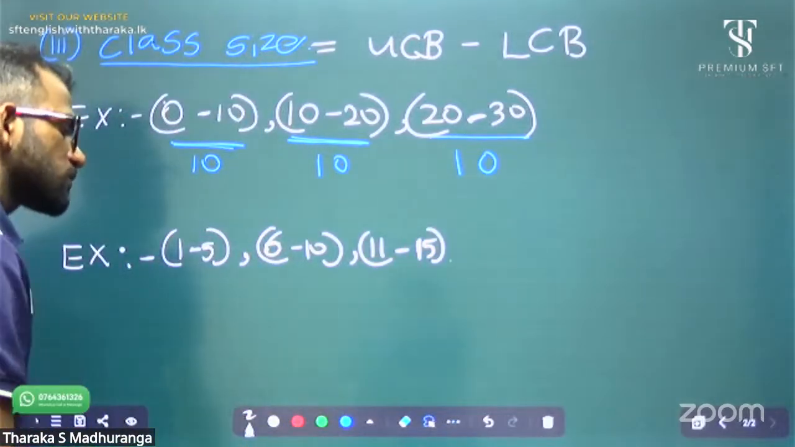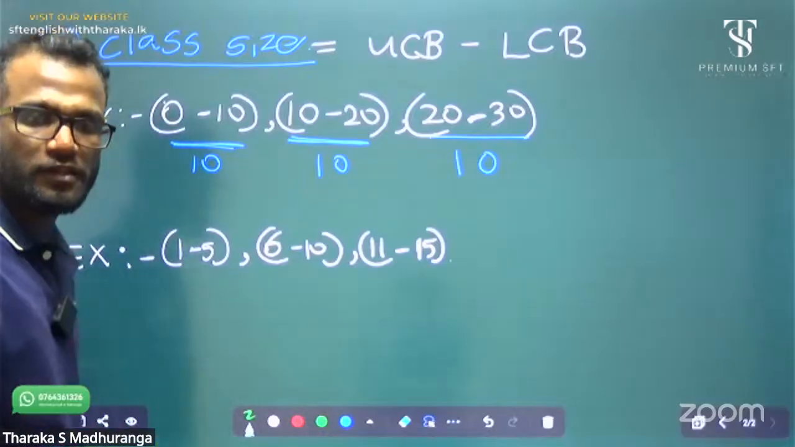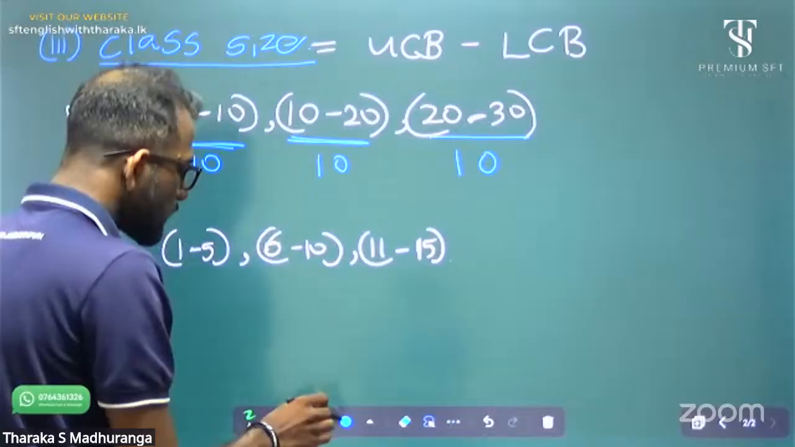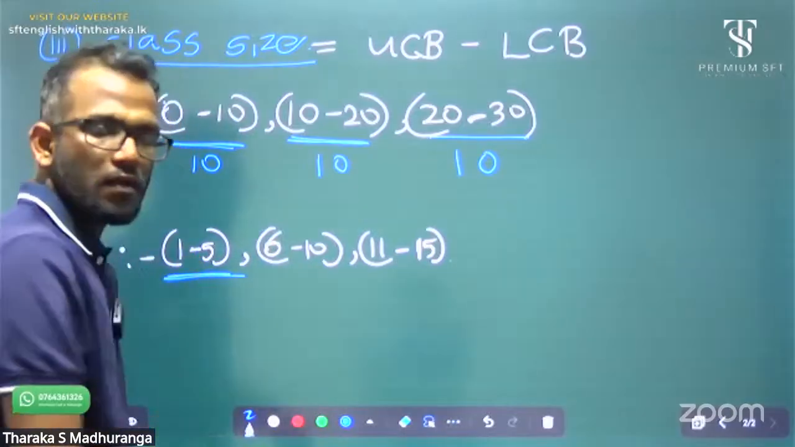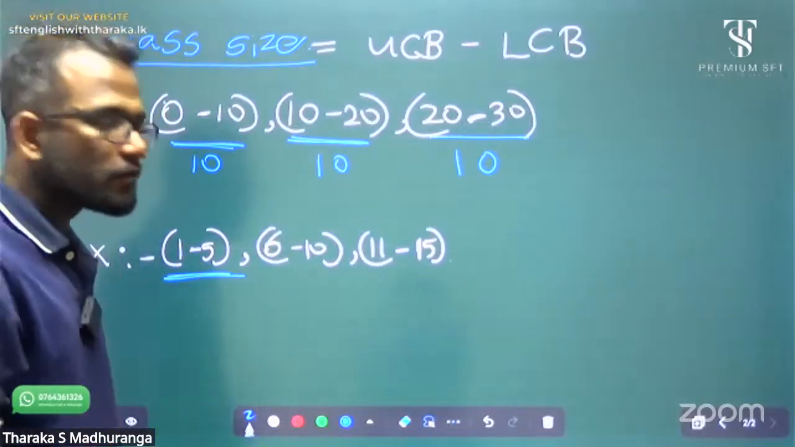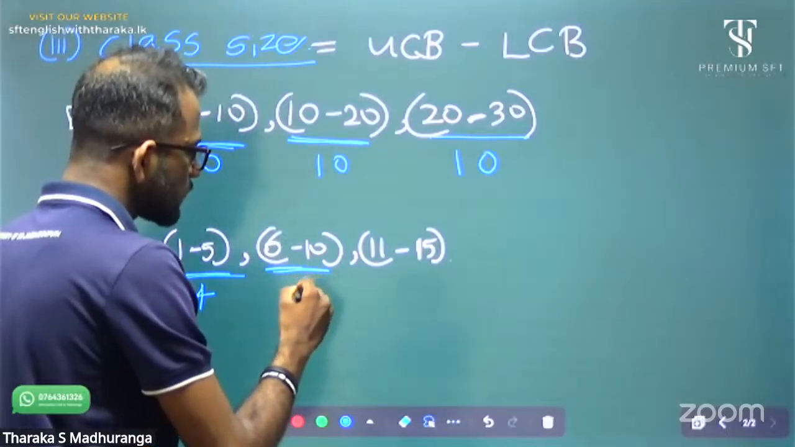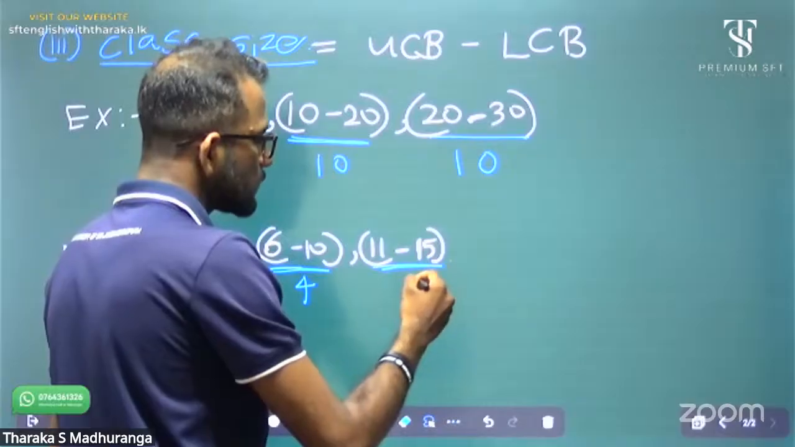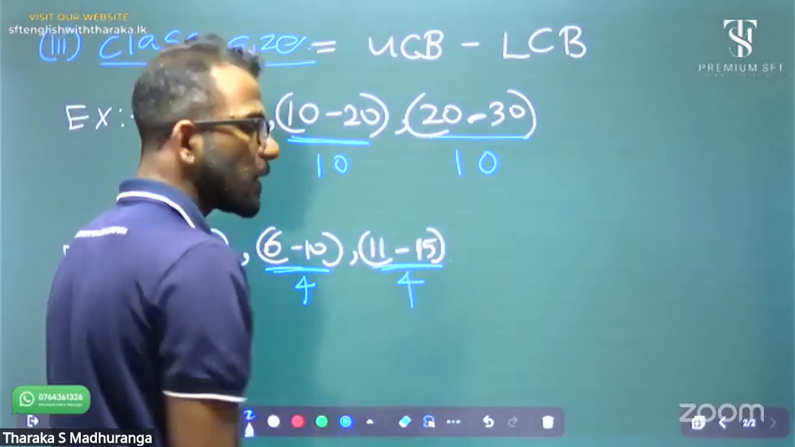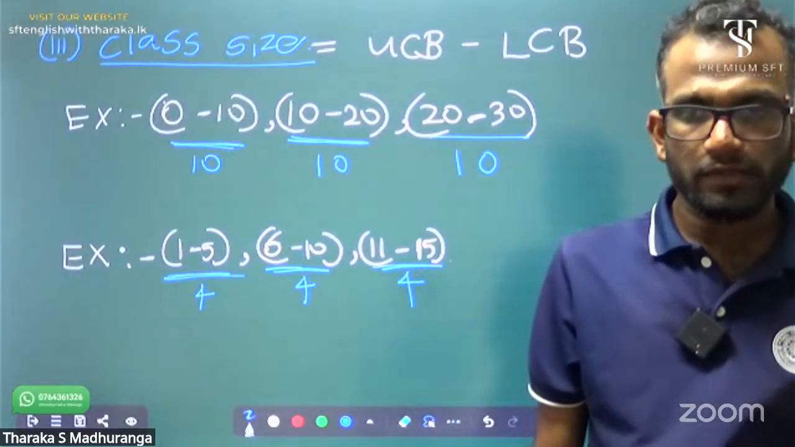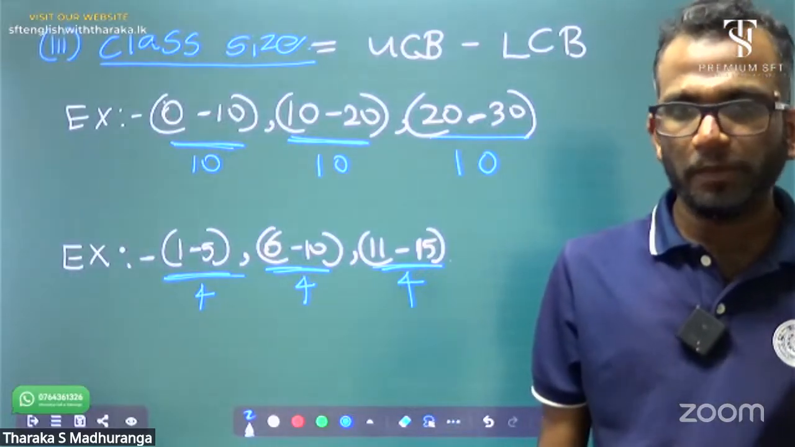Okay. Now it is a discrete group frequency distribution. How about the class size of the first class? 5 minus 1, it is 4. 10 minus 6, it is 4. 15 minus 11, it is 4. Am I correct? Yes or no? Kabir?